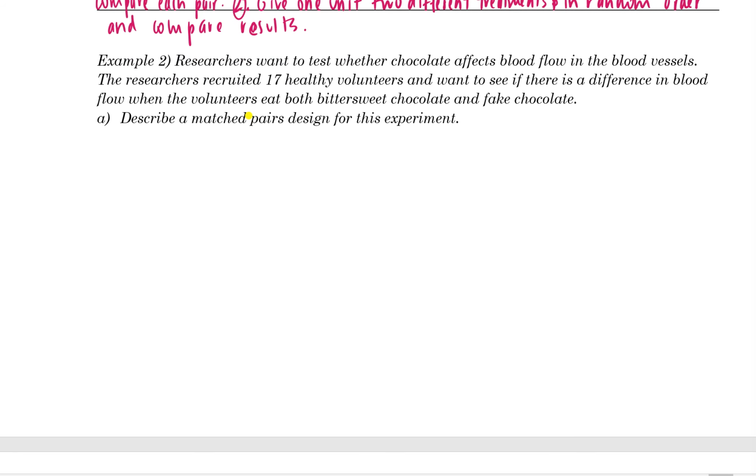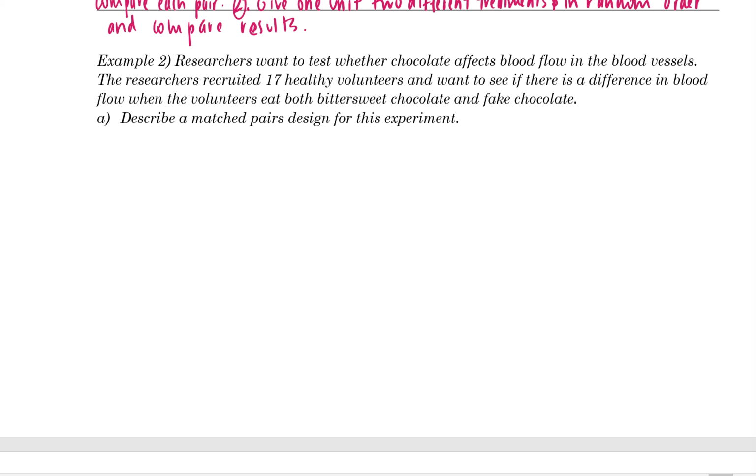All right, so it says researchers want to test whether chocolate affects blood flow in the blood vessels. The researchers recruited 17 healthy volunteers and want to see if there's a difference in blood flow when the volunteers eat both bittersweet chocolate and fake chocolate. So for part A, they want you to describe a matched pairs design for this experiment. So not a blocking, but a matched pairs design. So let's talk through this generally, and then I'll have you write up something, and then we'll compare it to what I wrote up.